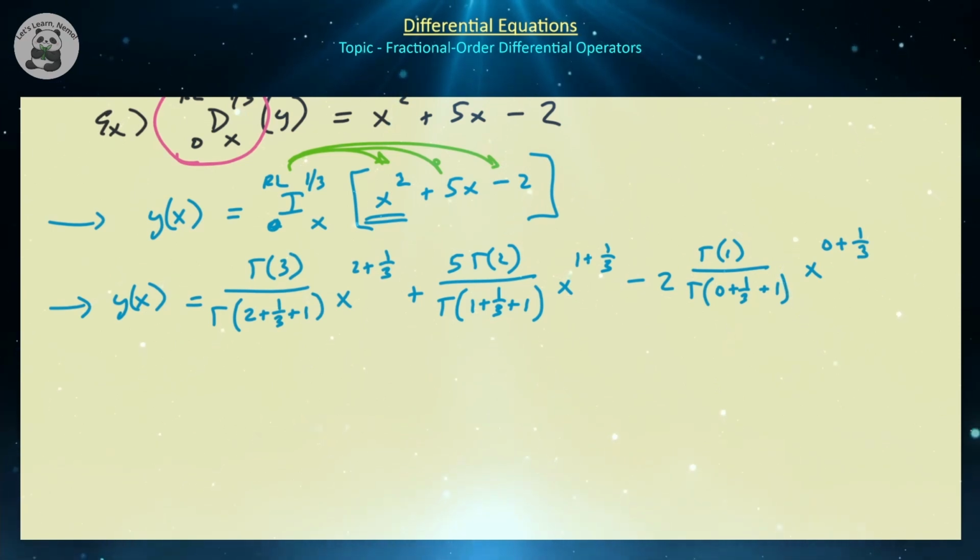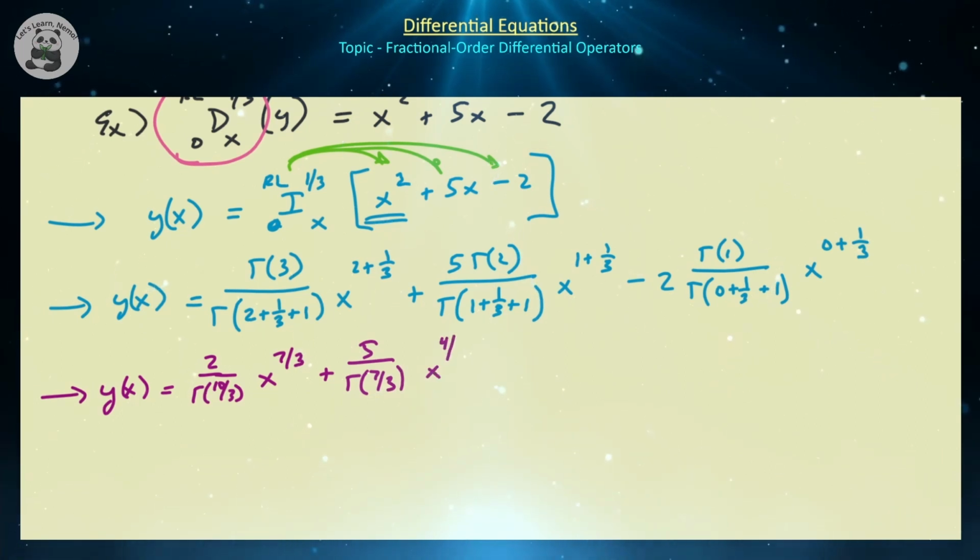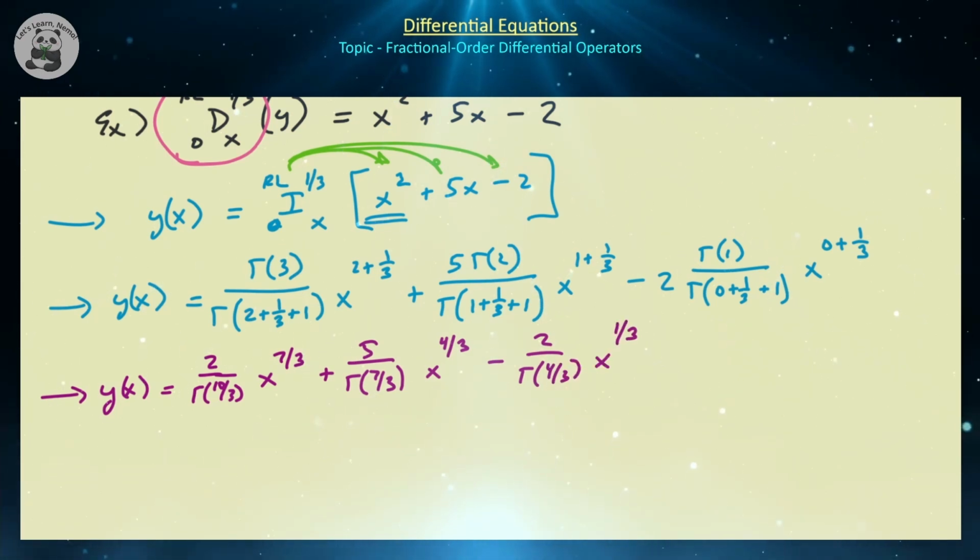So once we simplify that out, that's going to give us what? y of x will be equal to 2 all over gamma of 10/3 times x to the power of 7/3, and then plus 5 over gamma of 7/3 times x to the power of 4/3, and then minus 2 all over gamma of 4/3 times x to the minus 1/3.